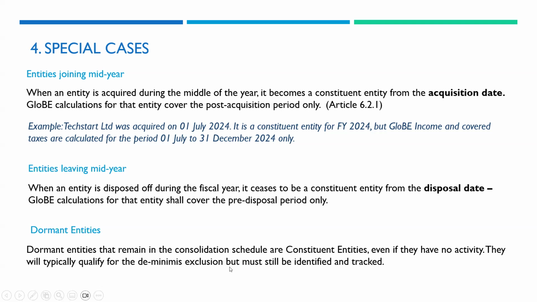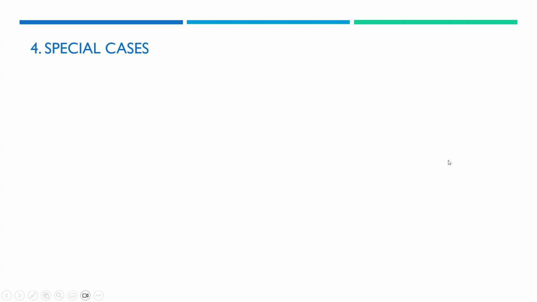Dormant entities are a constituent entity, even if they don't have any income or expenses, and they are not paying 15%. Okay, so dormant entities are also a constituent entity.